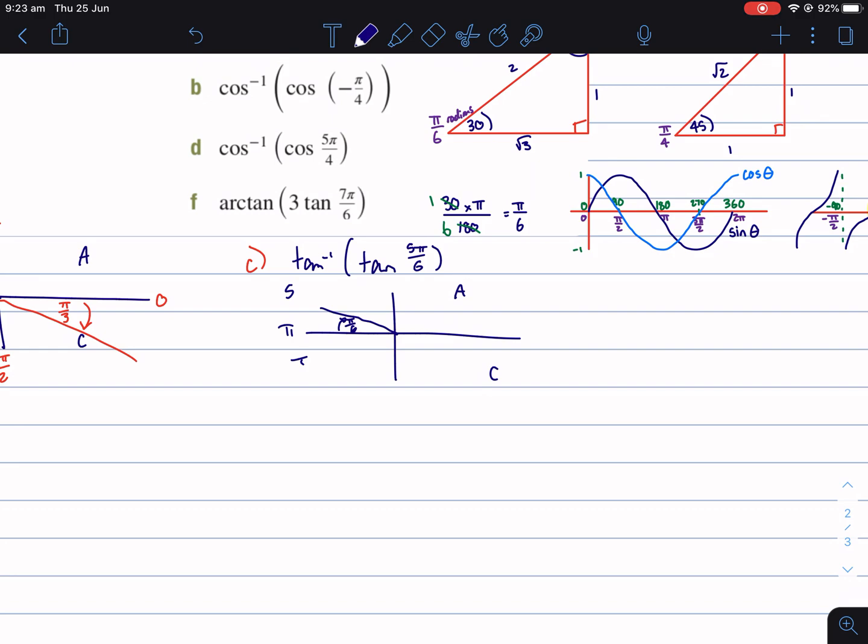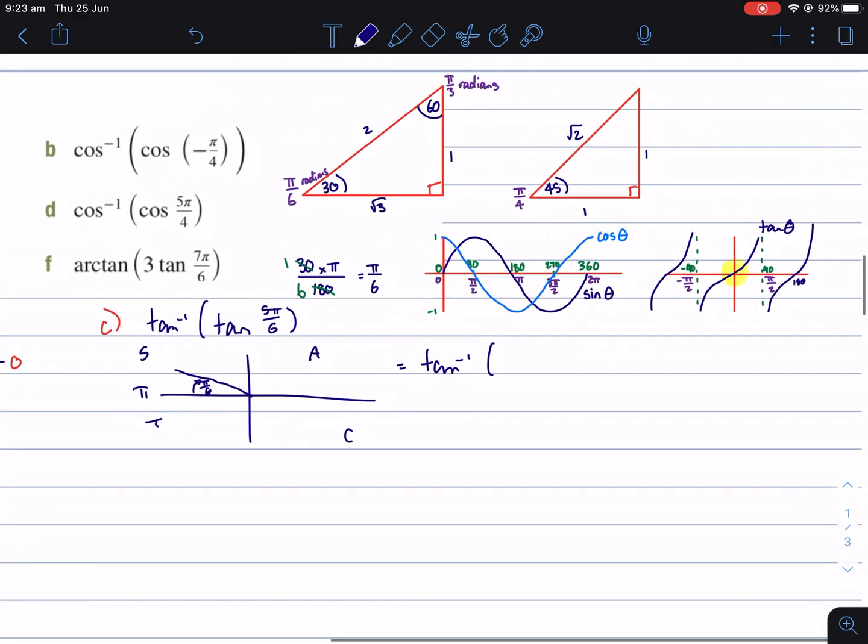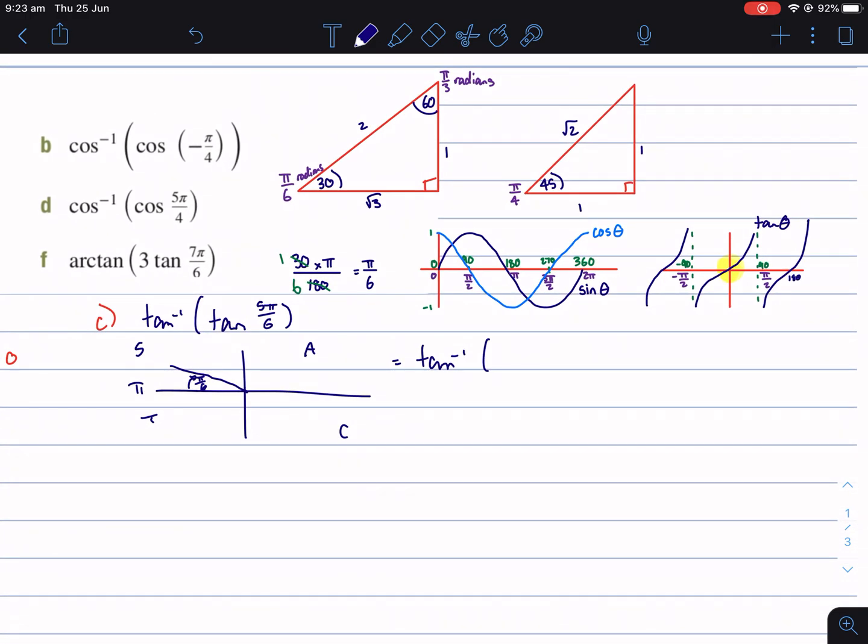I mostly did that to show you that it's going to be negative. So tan pi on 6 is 1 on root 3, and we're going to be negative because we're in the second quadrant. Sorry, 1 on root 3. Why did I go pi?